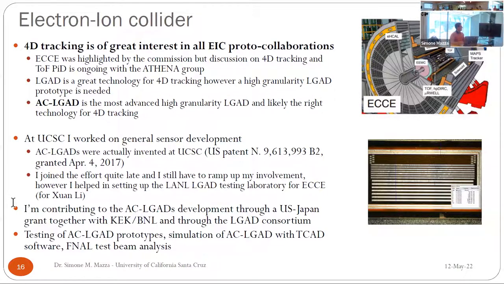So I worked at UCSC mostly on sensor development for AC-LGADs that were actually invented at UCSC in 2017, before I even came here. But I joined the effort for the Electron-Ion Collider quite late, so I'm still ramping up my involvement. But I've been doing general AC-LGADs, and I also have the laboratory to set up an LGAD testing facility. So now I'm contributing to the AC-LGAD general development through a grant that we applied for with UCSC, KEK in Japan, and BNL, that is a US-Japan grant. And this is with AC-LGAD development, both at BNL and HPK. What they do is test AC-LGAD prototypes. We do simulation of AC-LGAD prototypes with TCAD software, and also do some test beam analysis for the Fermilab test beam.